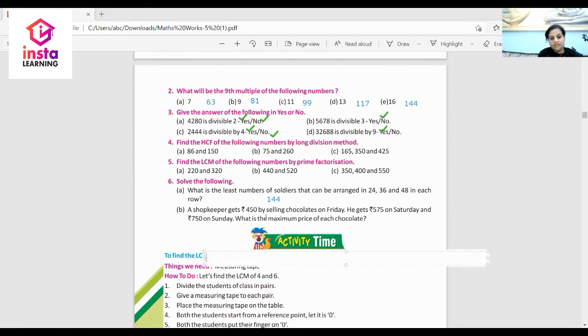After that, what is this? Shopkeeper. The shopkeeper is selling over 3 days. What is the biggest price of chocolate? That will be 150 rupees.